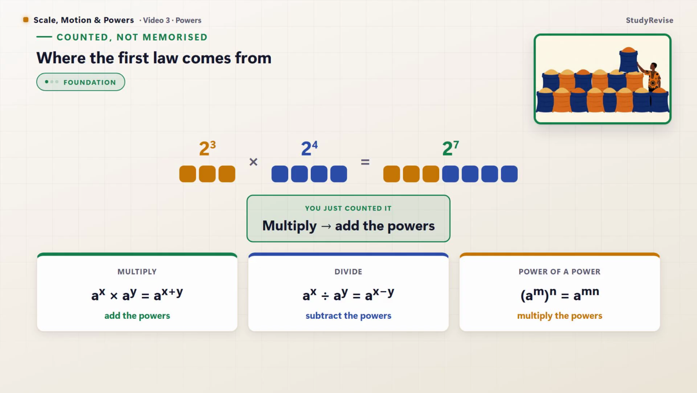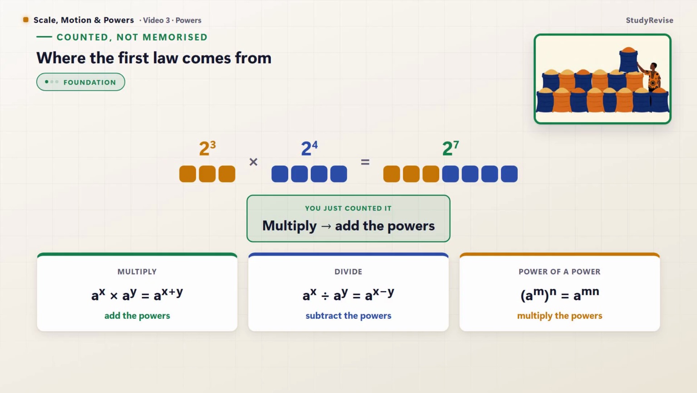Divide, and the same thing runs backwards. The ones on the bottom cancel the ones on top, so you subtract the powers. And a power raised to a power, 2 to the 3rd, all cubed, means 3 lots of 3 2s, 9 2s. You multiply the powers. 3 laws. Add, subtract, multiply. That is the whole engine.